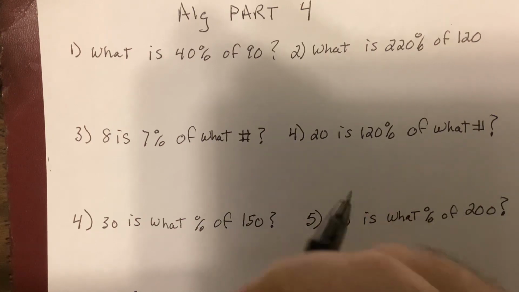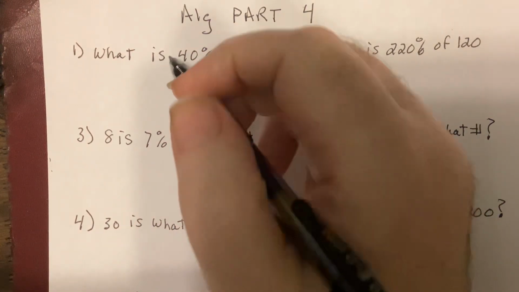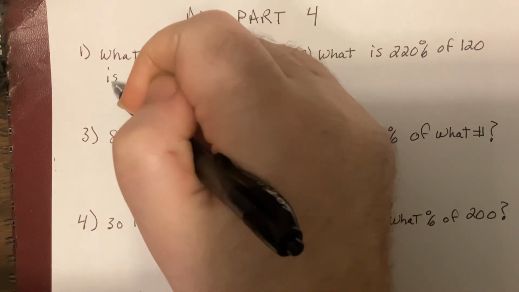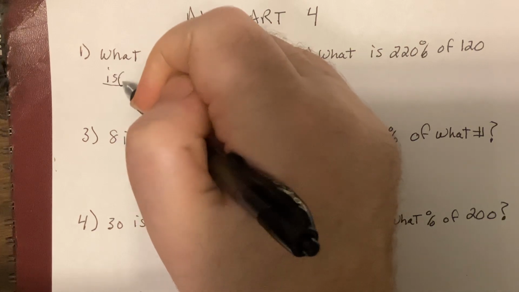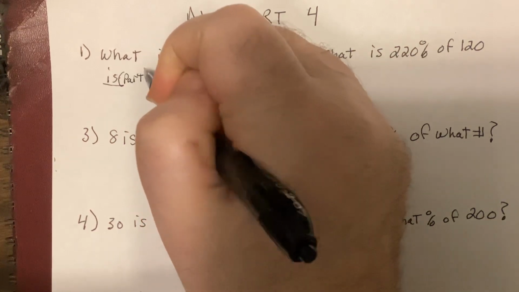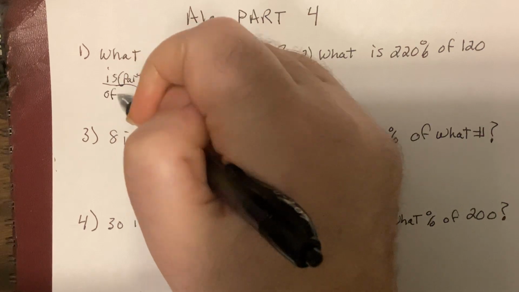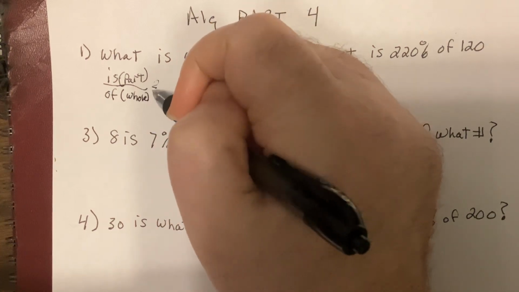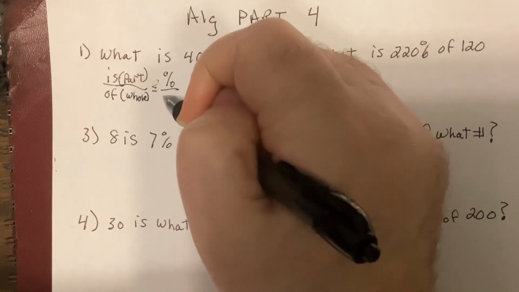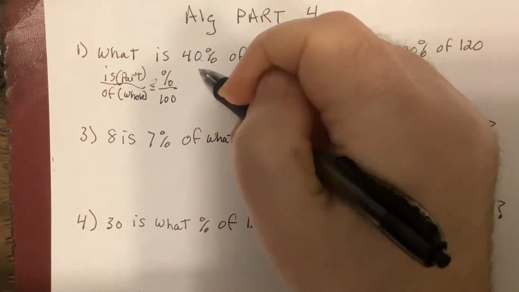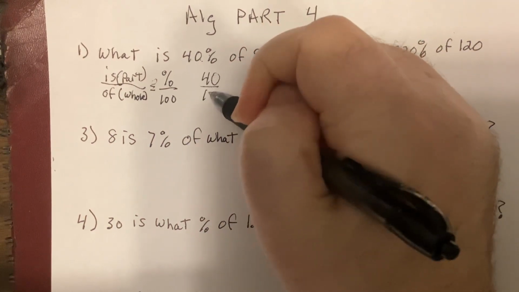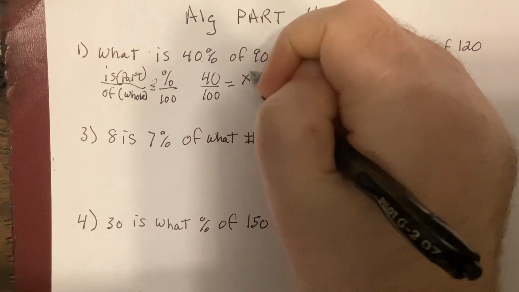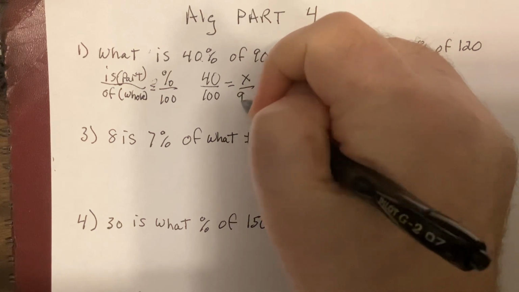So, percents, I've always set them up like a proportion. Percent, or let's write it this way, is the number with "is," or the part, another way to look at it, part of the whole thing, over the "of," which is the whole thing, equals percent over 100. So the percent is 40, so it'd be 40 over 100 equals the is number, which I don't know, over the of number. The whole thing is 90.